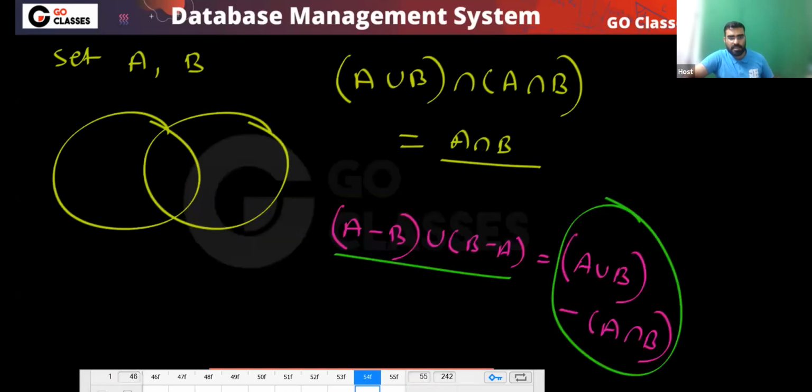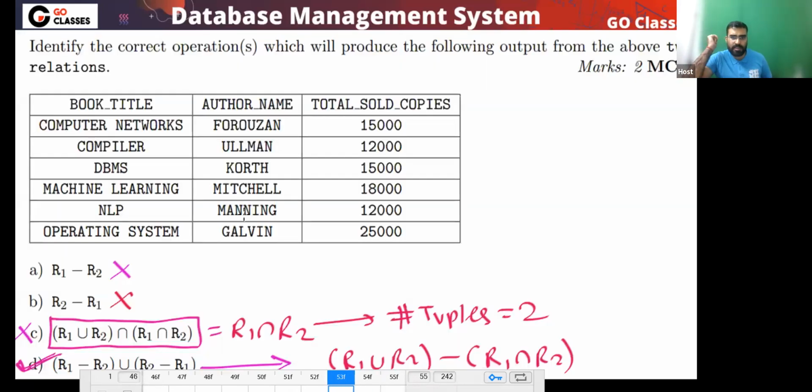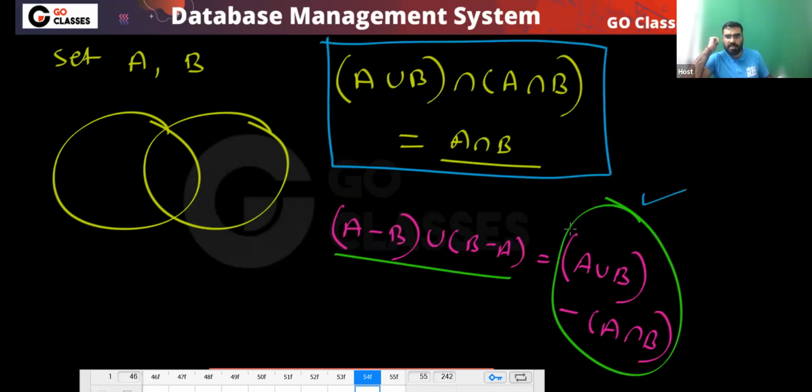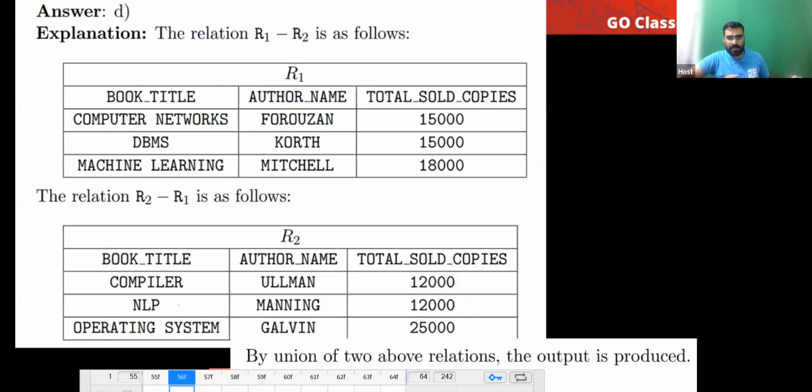But saving time is important. Yes or no? Remember, saving time is important. So here, these two formulas will save you time. This observation will save you some time, and this observation will save you some time. So these observations are going to save you some time.